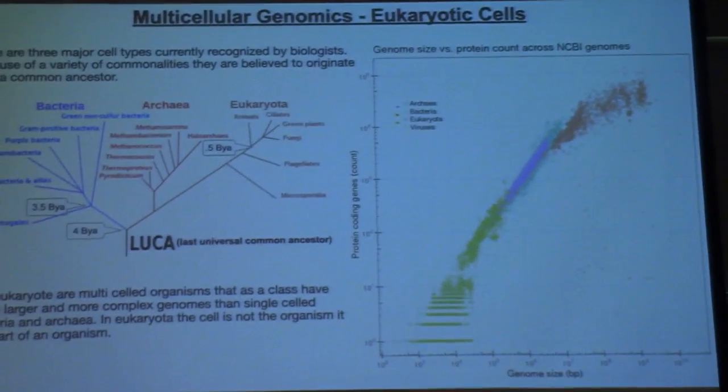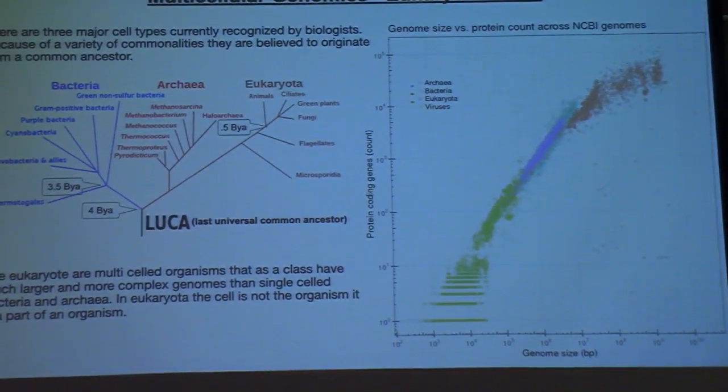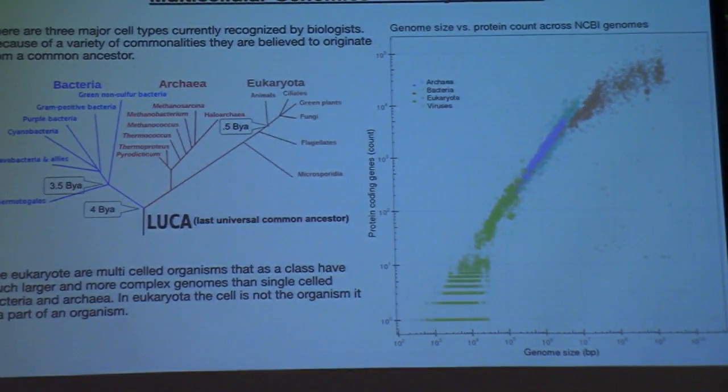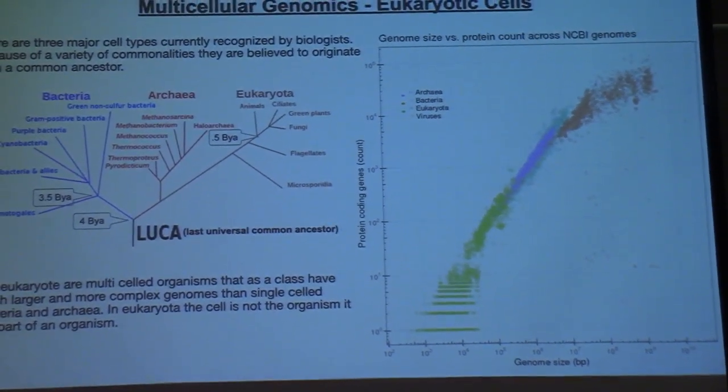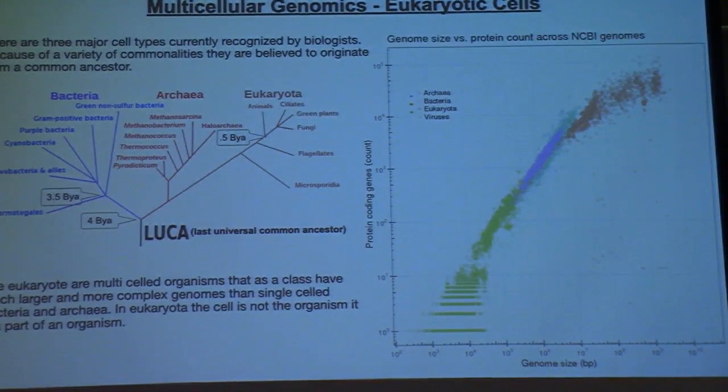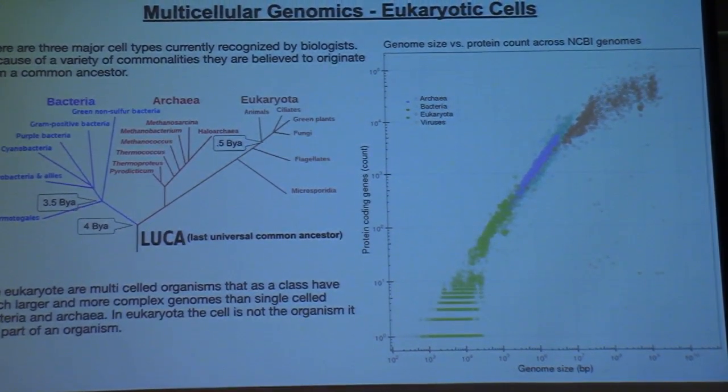So here are the multi-celled eukaryota at the very top in orange, representing the creatures with the largest genome size and also the greatest number of proteins.